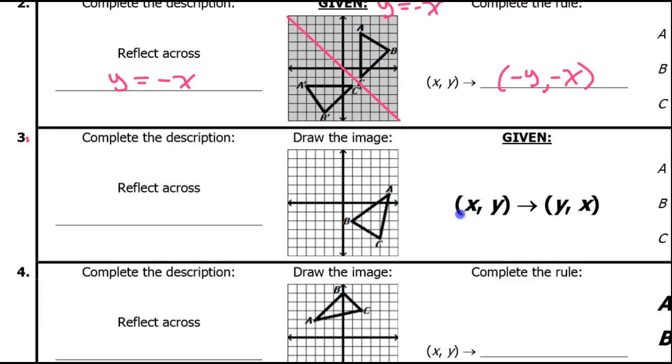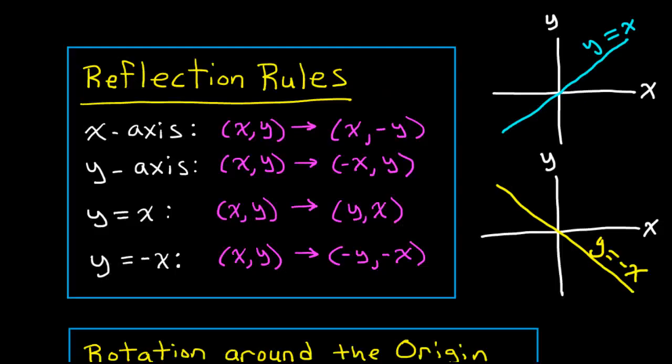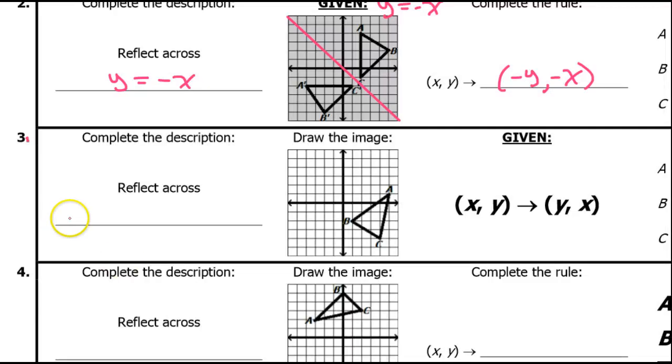Okay, so they gave us the rule this time, and we have to do everything else after that. So see how it says y, x. Well, let's look back at our notes. That is the rule for reflection over the line y equals x. Okay, so this is reflection across y equals x.